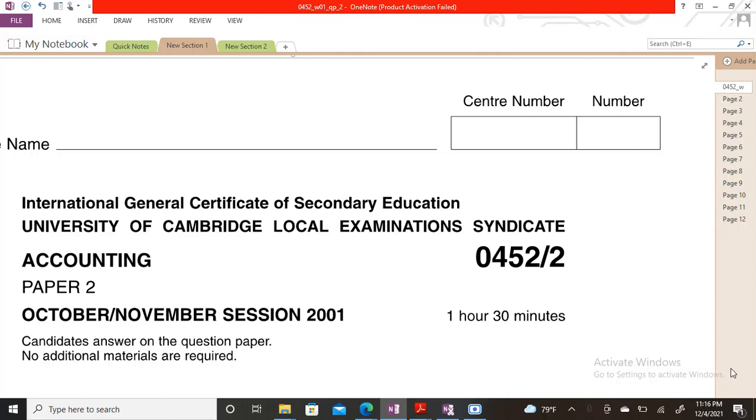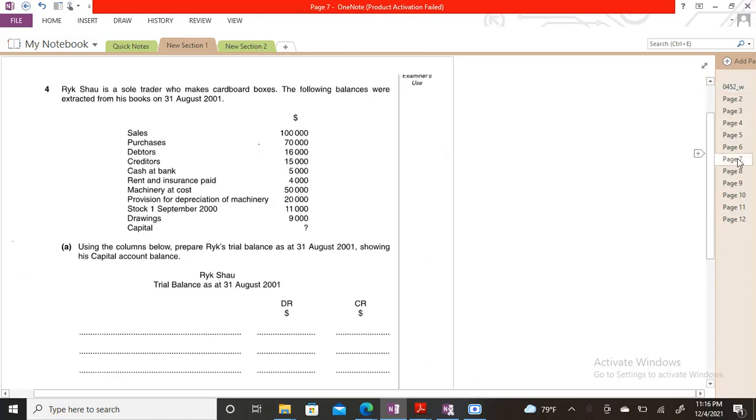As you can see, a past paper question, an old past paper, 2001, paper code 0452/2, and my topic today is trial balance. Question number 4.